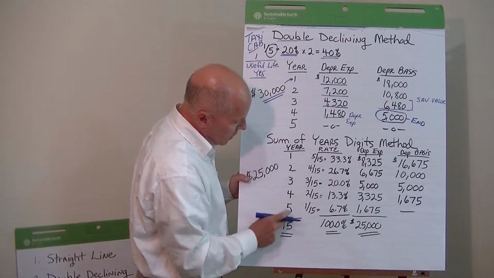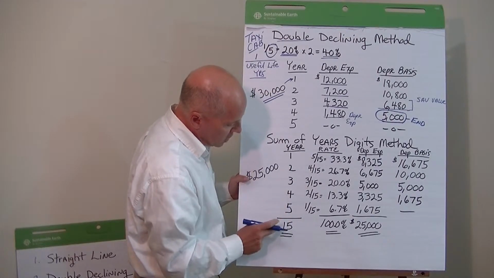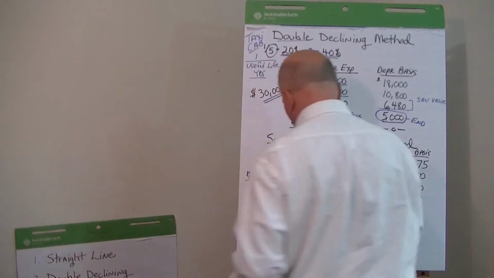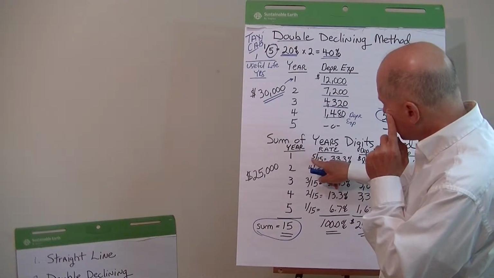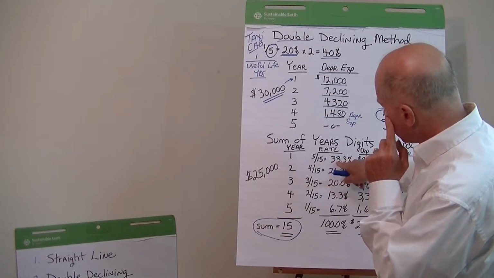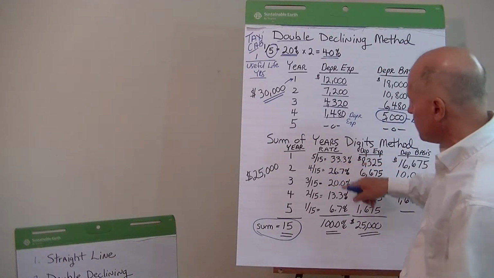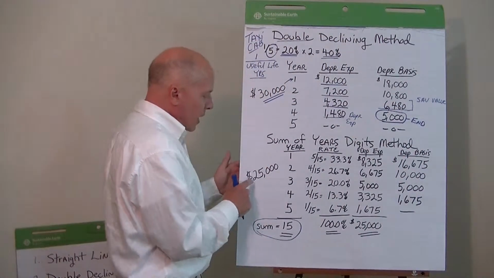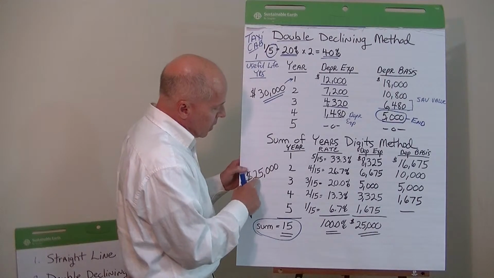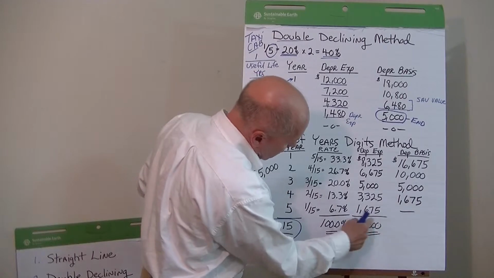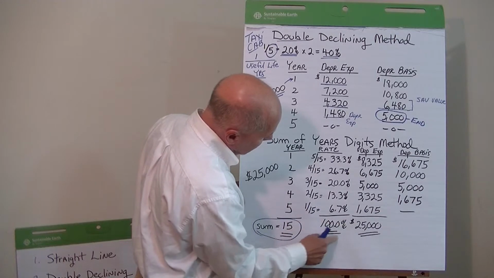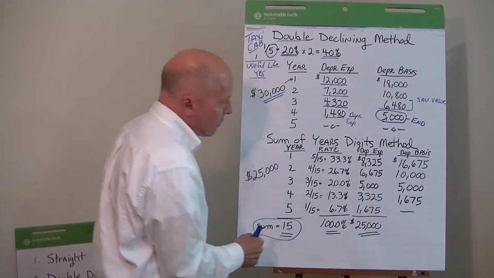Sum up all the digits that are in your years, 1, 2, 3, 4, 5. If you sum them up, they sum up to 15. So you'll take a fraction, 5 years useful life over 15. 5 over 15 comes up to 33.3%. You take into account salvage value. So in this example, we'll take 30,000 less 5,000 salvage value, and we're going to write off $25,000 in our depreciation schedule according to these percentages, which add up to 100%. And that's going to leave us with the $5,000.